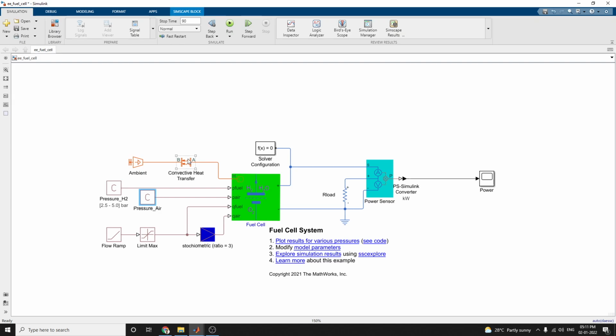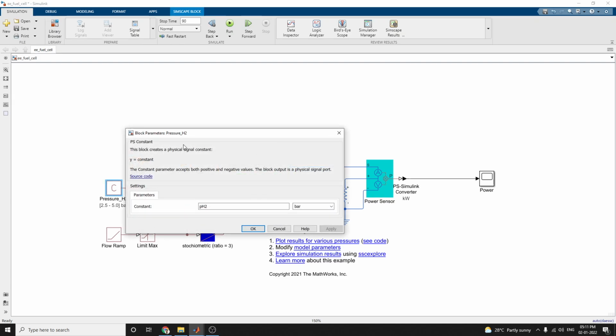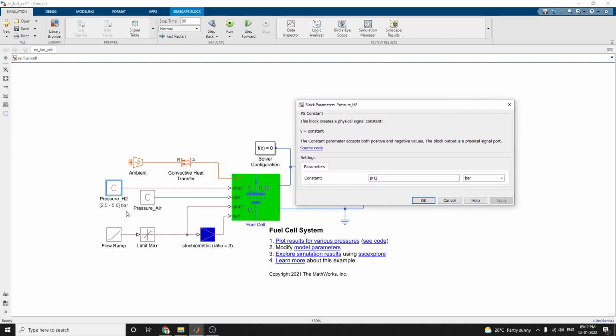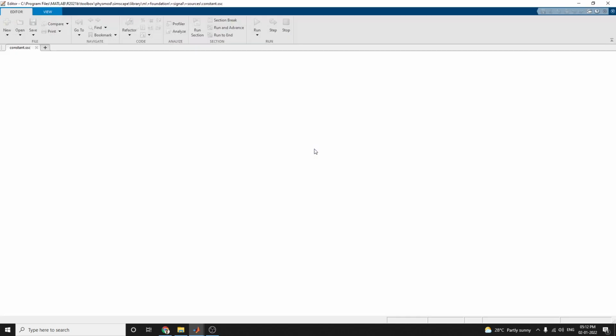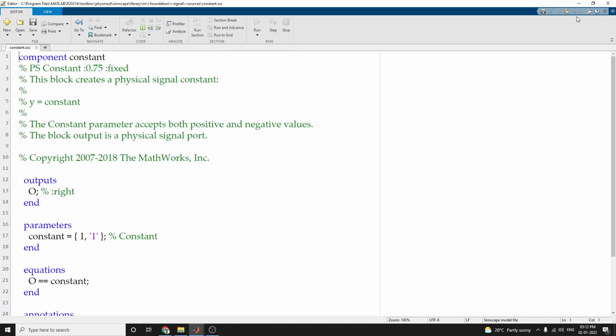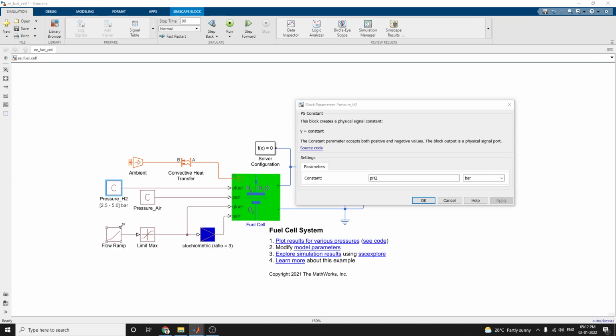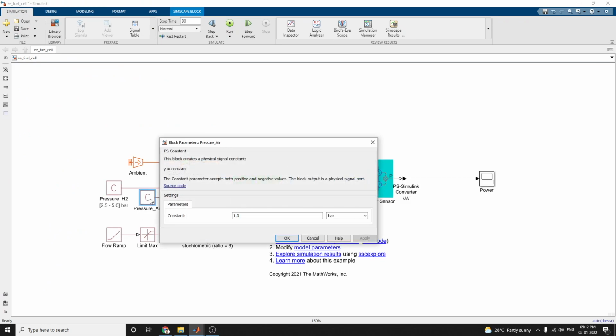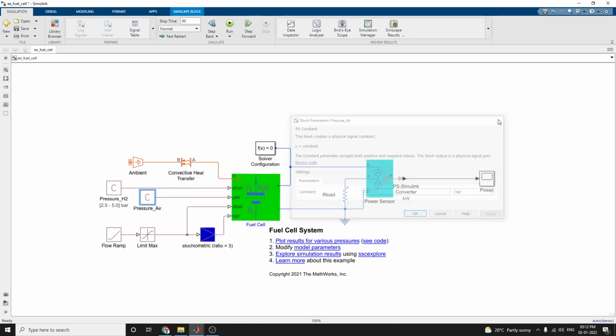Let us see the simulation. What is each and every block, you can see. These are constant blocks, PS Constant blocks. This block creates a physical signal constant. The constant parameter accepts both positive and negative values. The block output is a physical signal port. Here also you can get the block dialog, where you can choose and set the parameter values. Similarly, for the air pressure, the same PS Constant block is there.